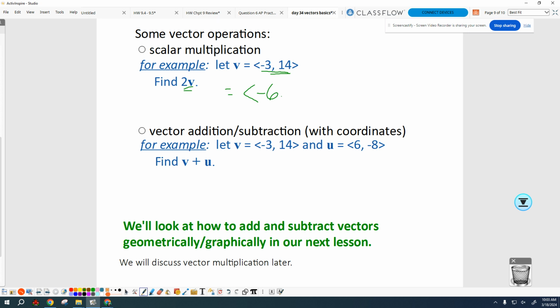She says, do we do the 2 times the -3 and 2 times the 14? Absolutely. So all this is saying is we went that vector twice. Same direction, same magnitude. So that's a scalar multiply, and the homework on Delta Math will be like, hey, what is 5v? 5 times -3, comma 5 times 14. Throwing the word scalar on there is not gonna scare you guys.